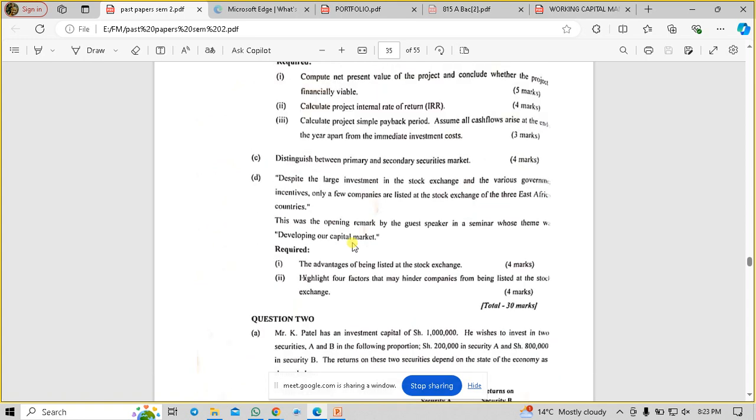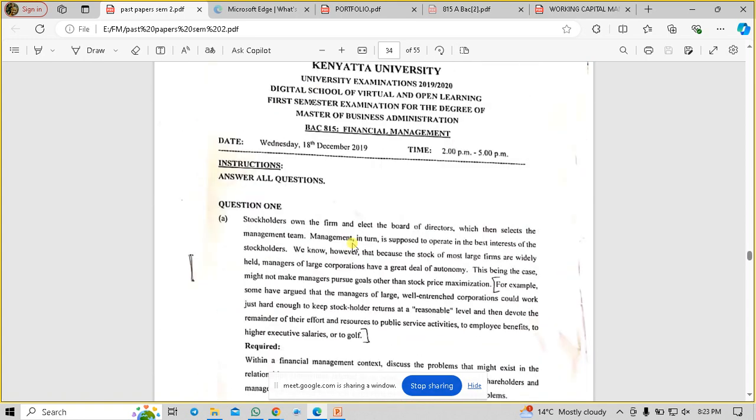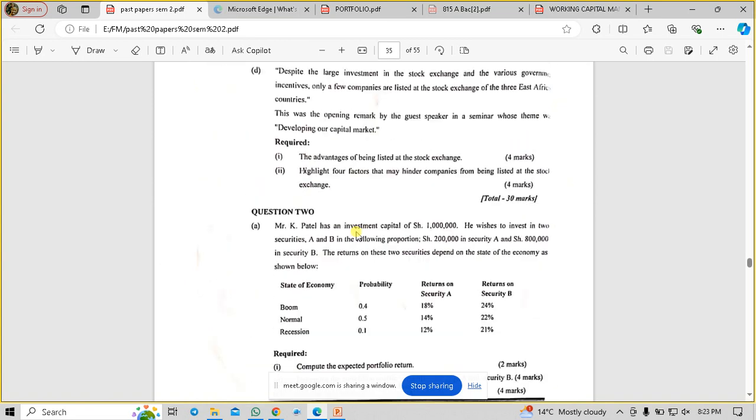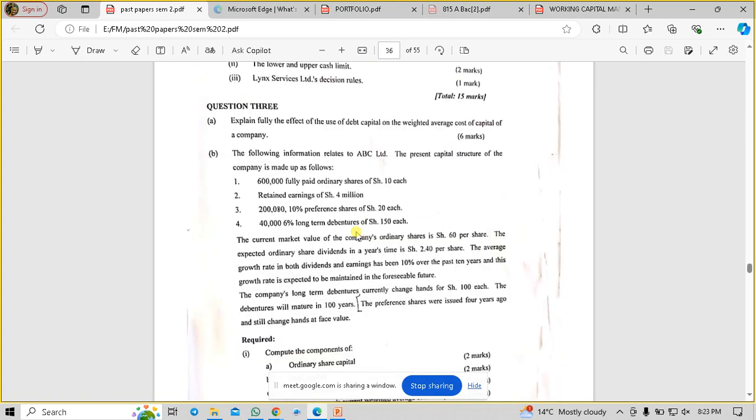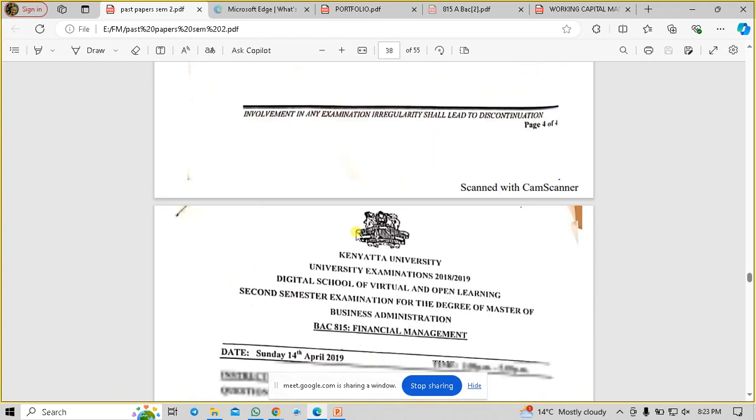Or maybe we can mark it. This one is for December 2019. So the good thing with this topic is that the syllabus has not changed. So the question will always be like this. So we have December 2019, question 2A. So let me see in this past paper how many questions we can do.